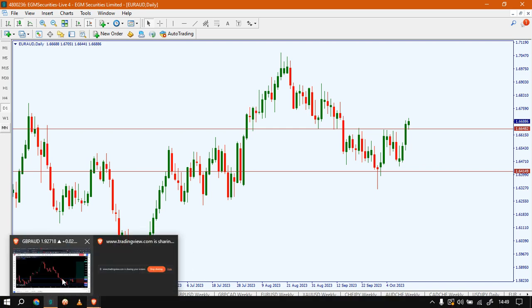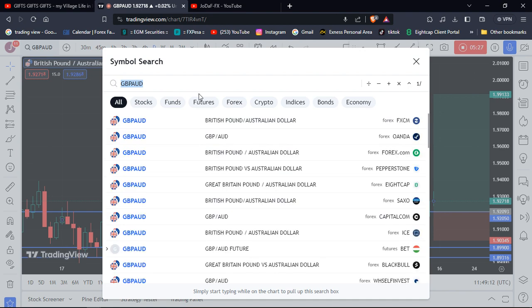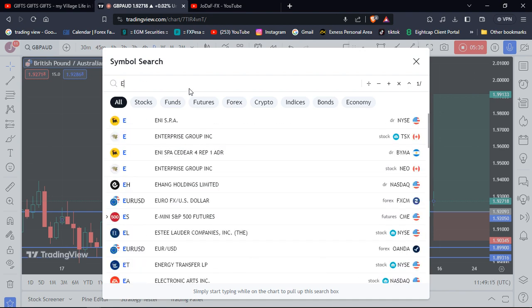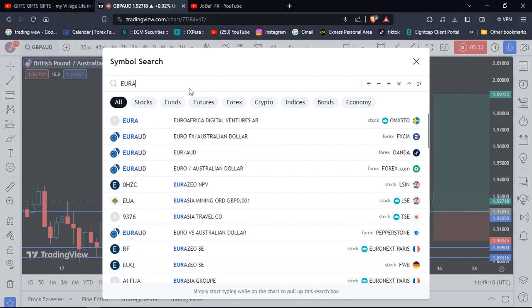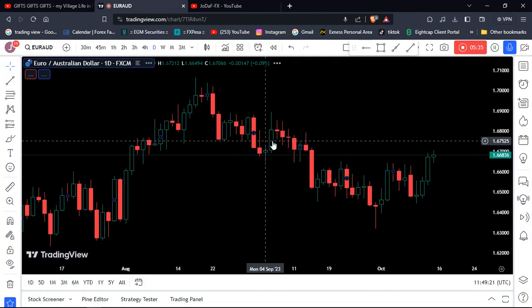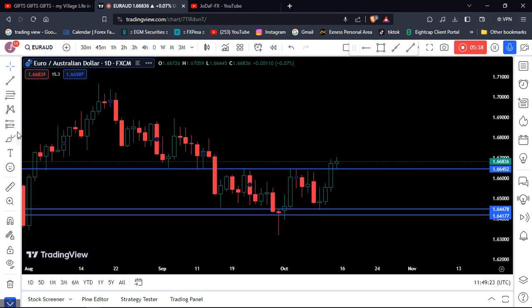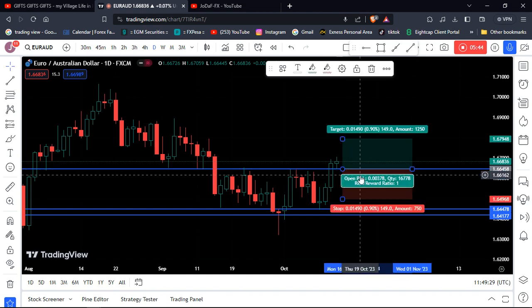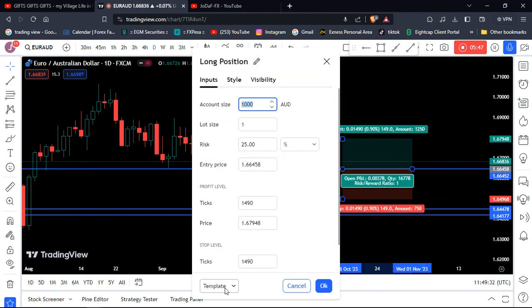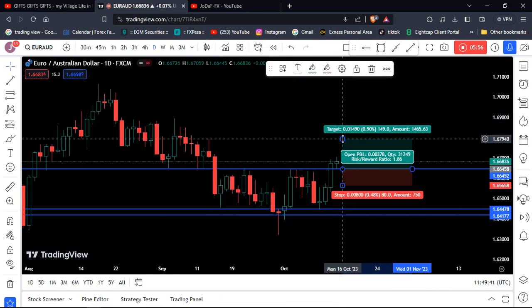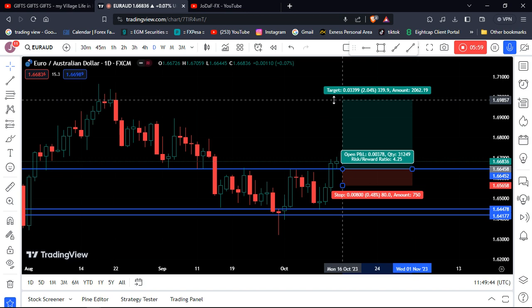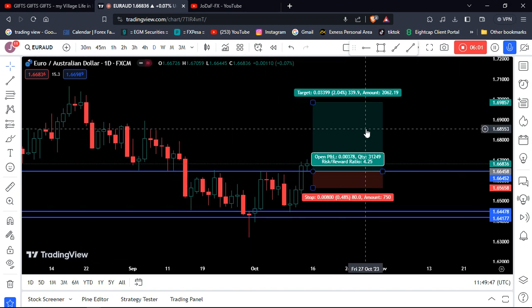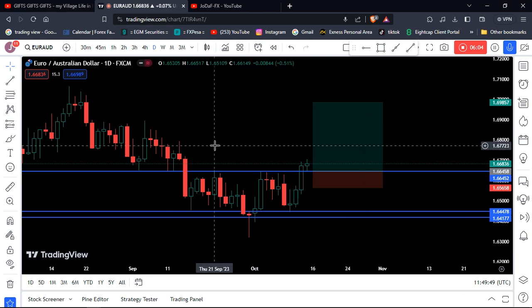Now let's go to the TradingView platform to draw that particular trade. We're looking at Euro AUD. Here we are. I can draw that particular trade at this point with a stop loss of 80 pips. Now take profit at this particular point. Let's have them at the body level. And that's a 4.25 risk to reward ratio, guys. That's a good risk to reward ratio.